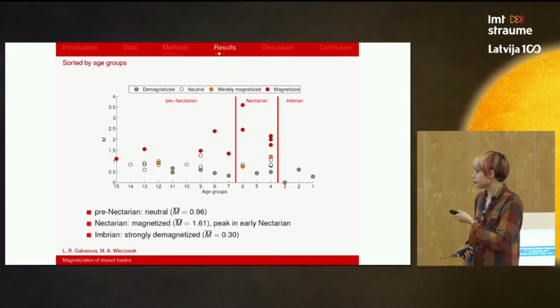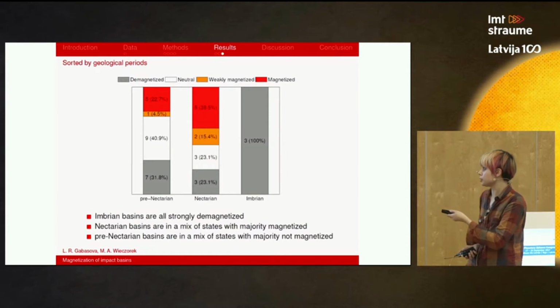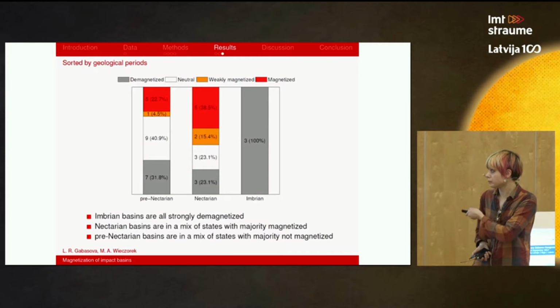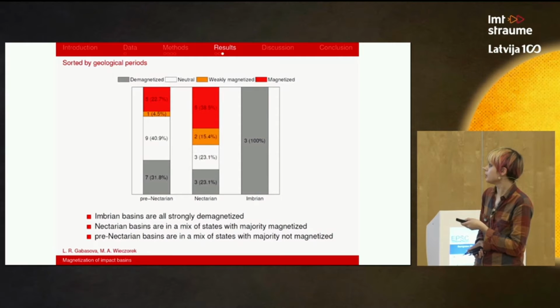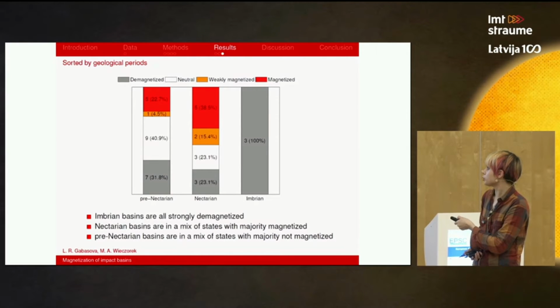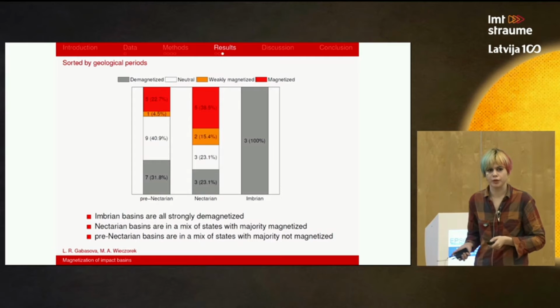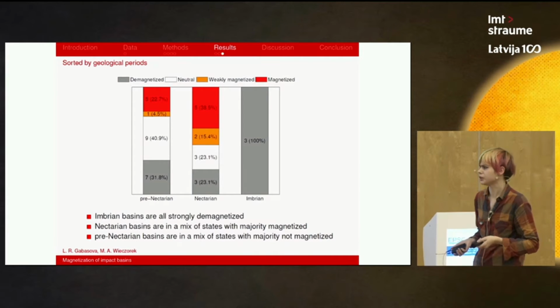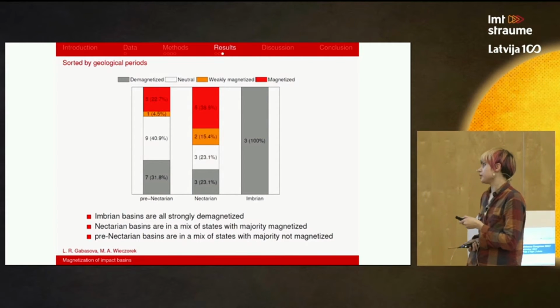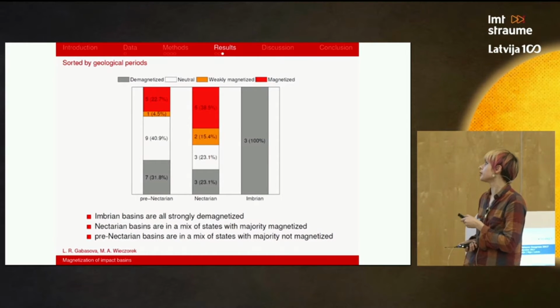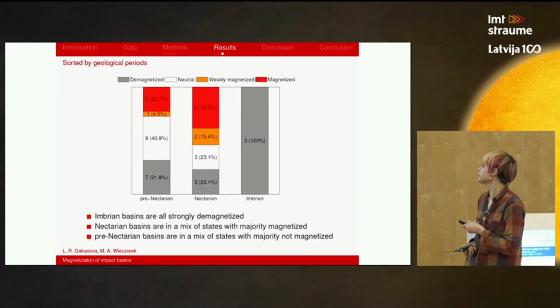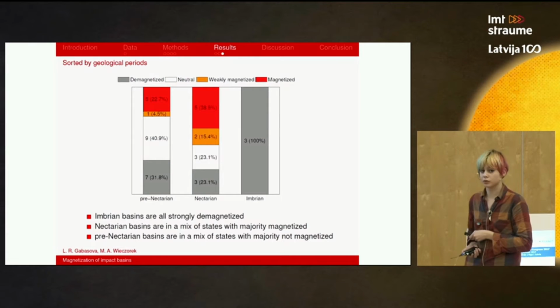So if we summarize this graph by just grouping them by period, we can see that all Imbrian basins are indeed strongly demagnetized. Well, all 3 of them, because there aren't that many in the 74 largest basins. Then Nectarian basins, there is a mix of magnetization states, but most of them are magnetized, or at least weakly magnetized. And then pre-Nectarian basins, there is also a mix, but those are mostly neutral.